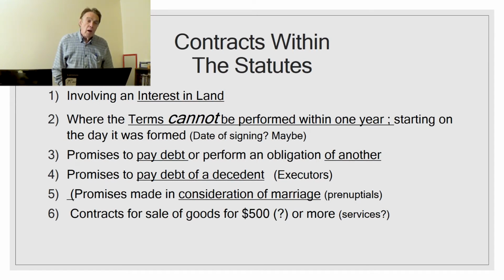And so that's part of what they promise in an automobile insurance contract. So a fourth kind of contract was the promise to pay the debt of a decedent. A decedent is not another, because he's no longer here. So they had to specifically lay that out.